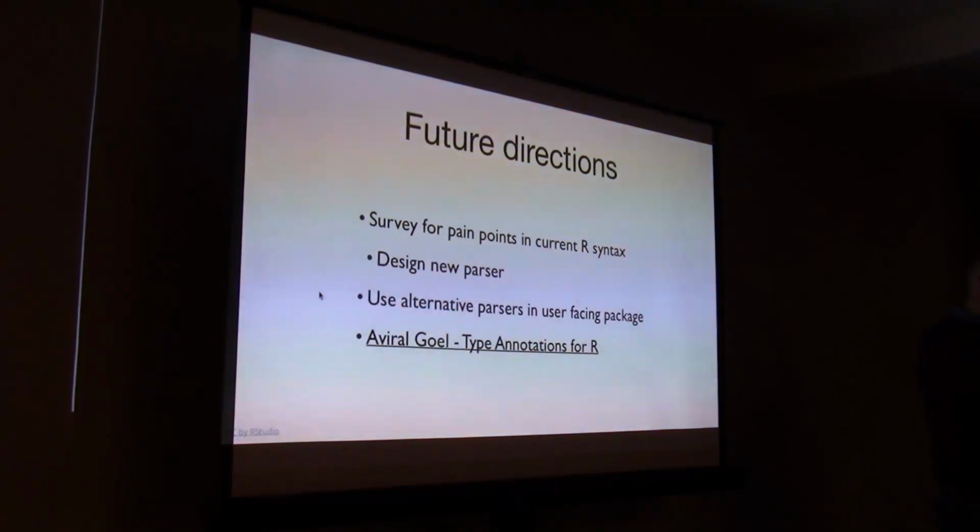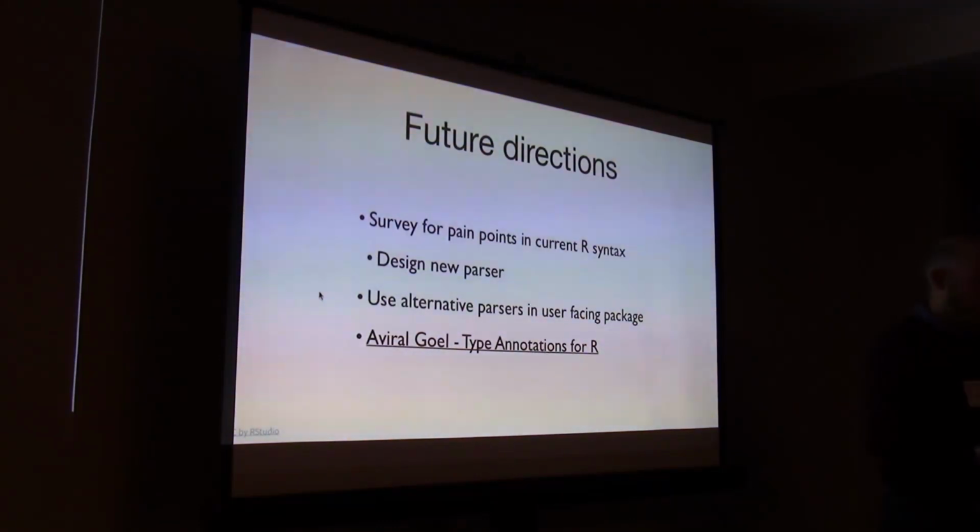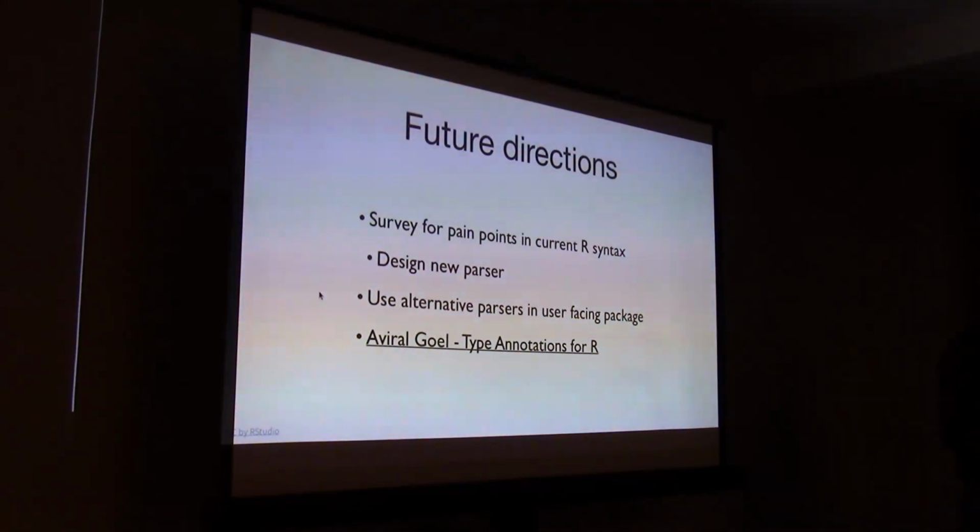So, future directions on where this altparser stuff is going. I think it would be useful to have a survey of the R community to see where they find the current R syntax painful, and maybe design a new parser based on this idea. Like I said, the R syntax we have today derives all the way back to at least 1993, if not earlier. So it would be nice to be able to update that if possible. And I think a survey would be a good way to do it.